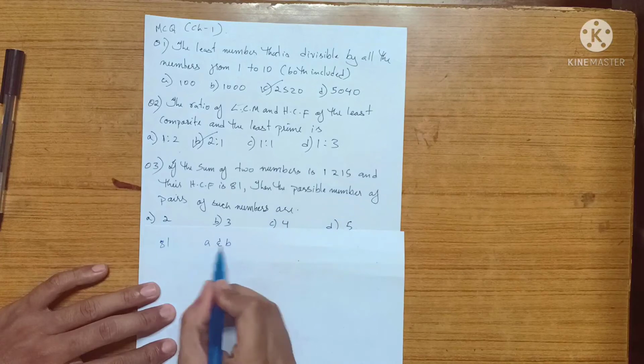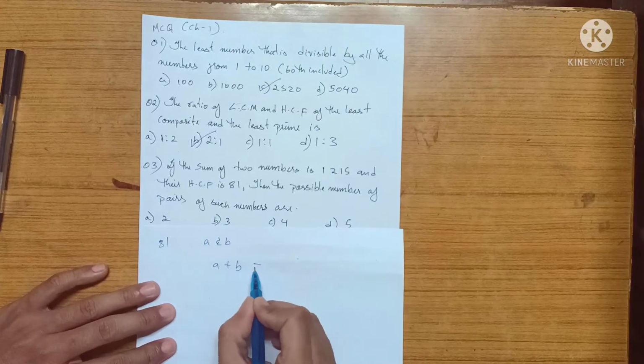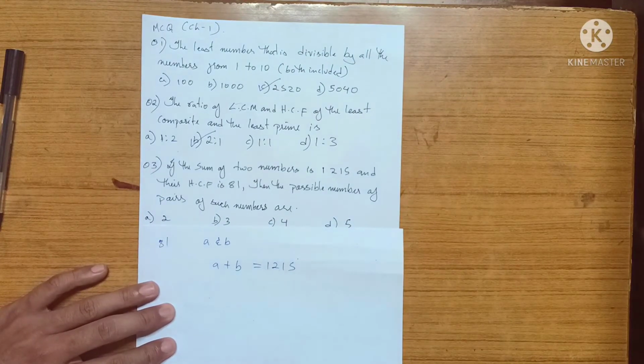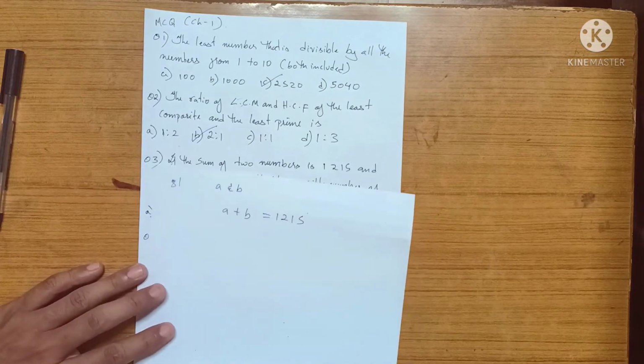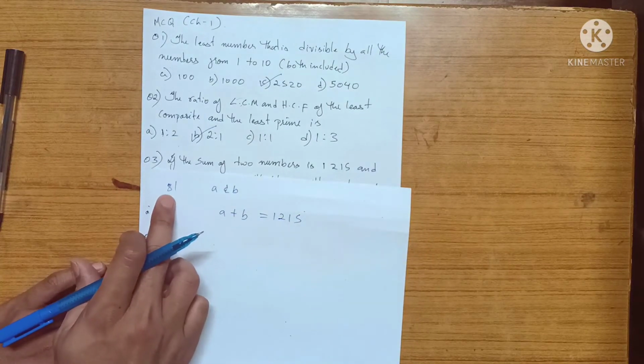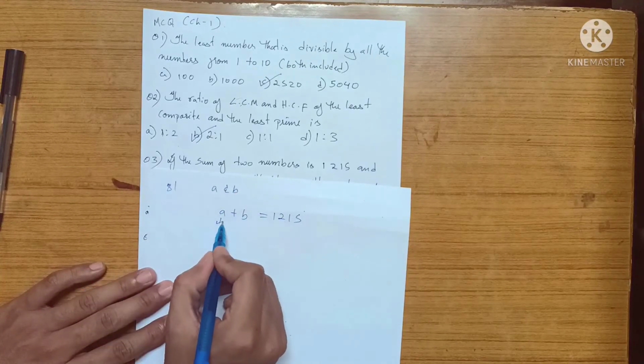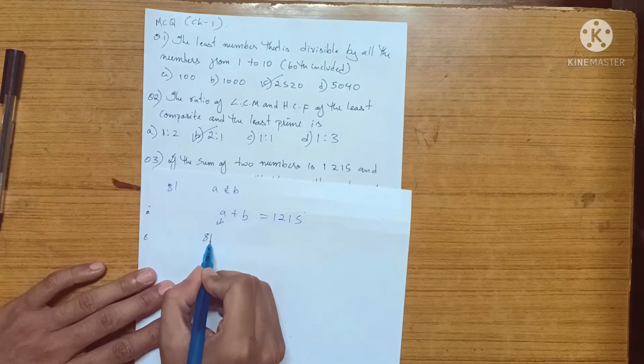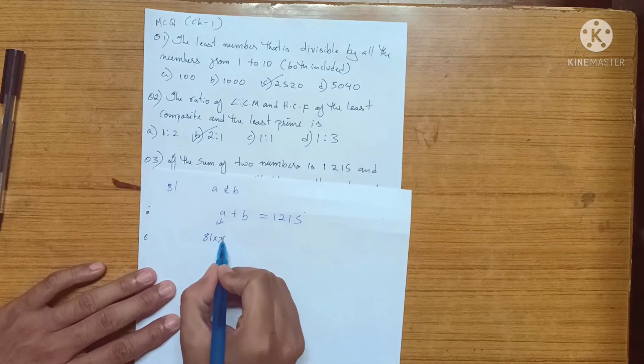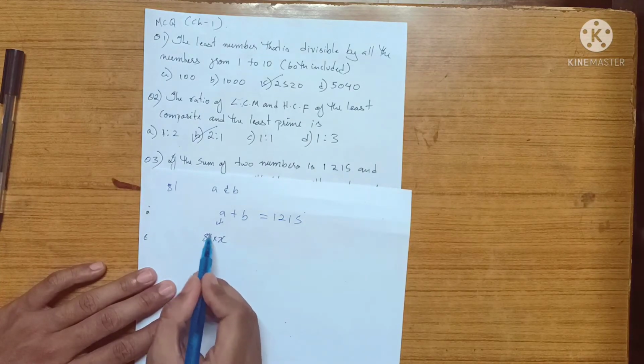Okay, so they're saying the sum of these two numbers is 1215. So if 81 is the highest number that can divide both of these, can I write A as 81 into another number, like suppose x? 81 into x will become A.